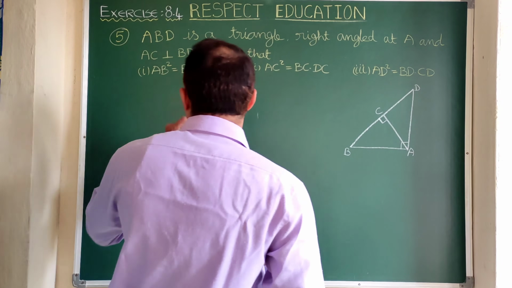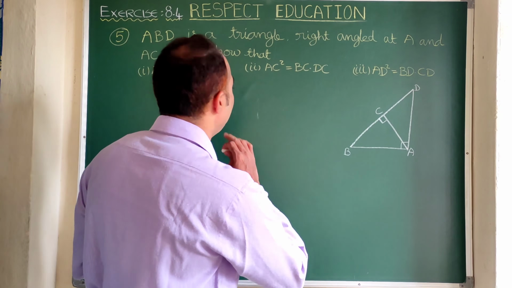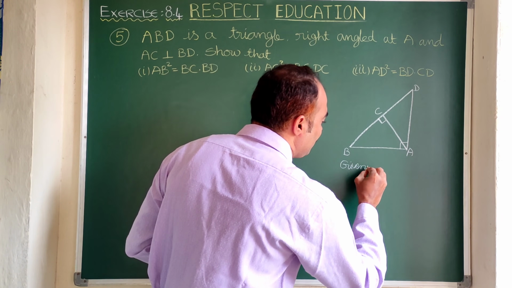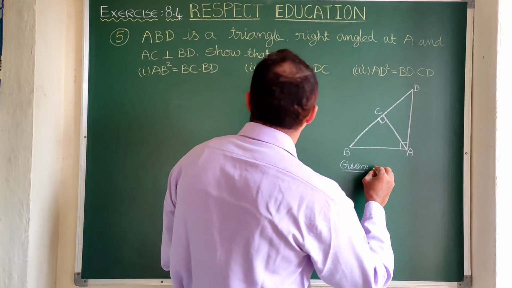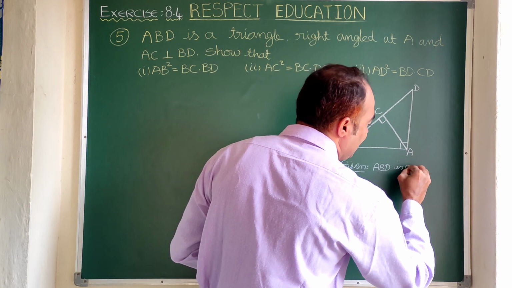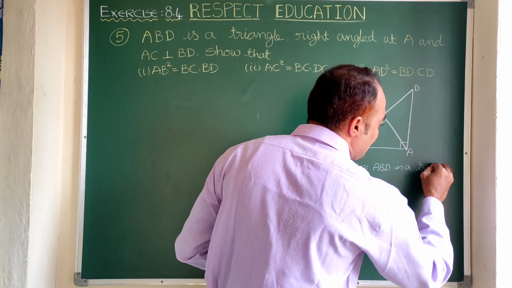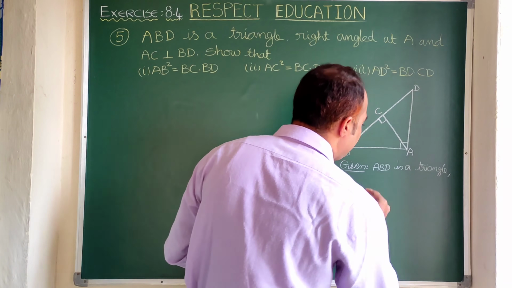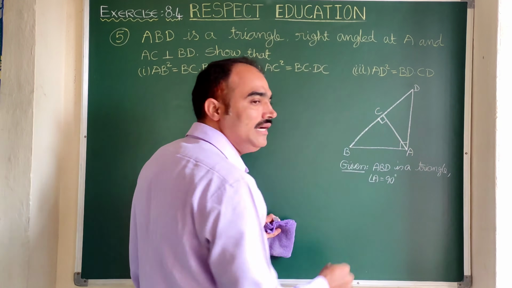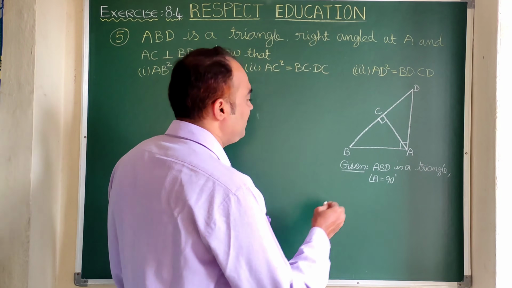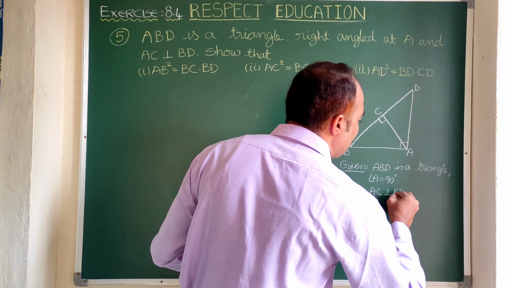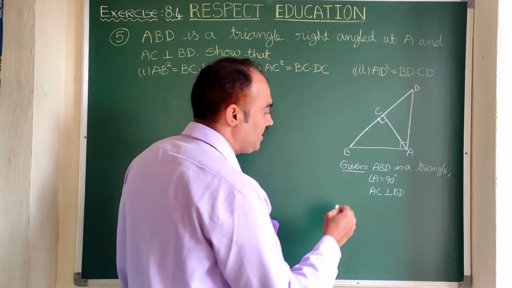Now observe the first one. Before entering that, let us write the given. ABD is a triangle in which angle A is equal to 90 degrees. So clearly it is a right angled triangle. Also given AC is perpendicular to BD.